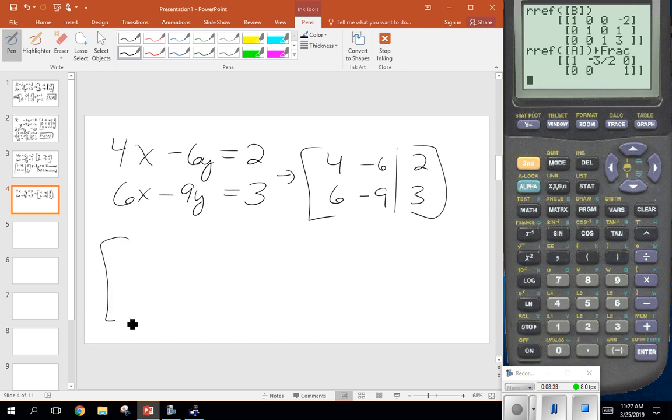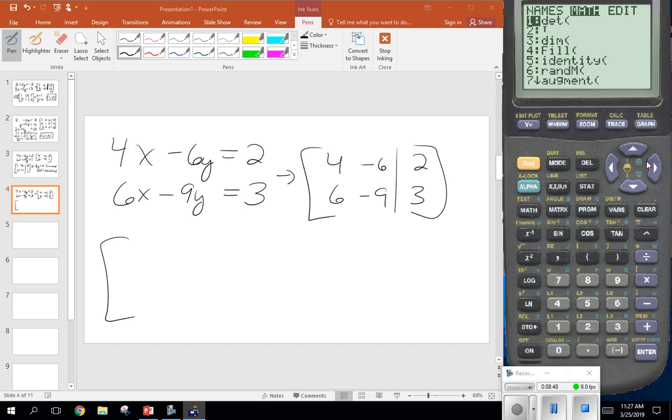Put that in. So second matrix. Go over to edit. I'm just going to use A here. 2, 3, and you notice I can just use my arrow keys. So this is very similar. This is a 2. The first equation is the same. What about the second equation? 6, -9, 3. Okay, so I'm going to change that.